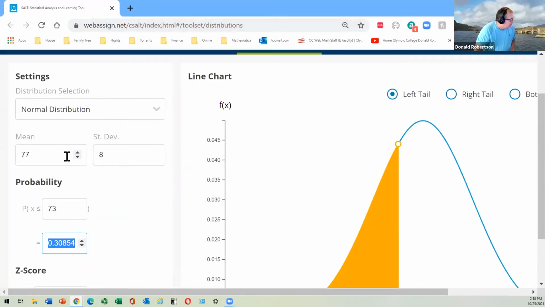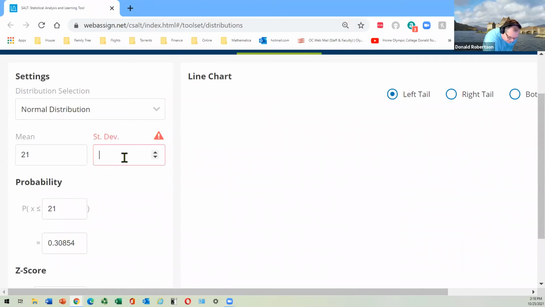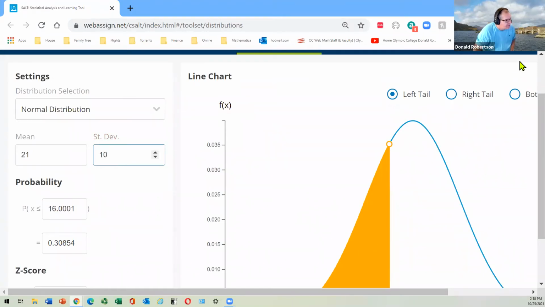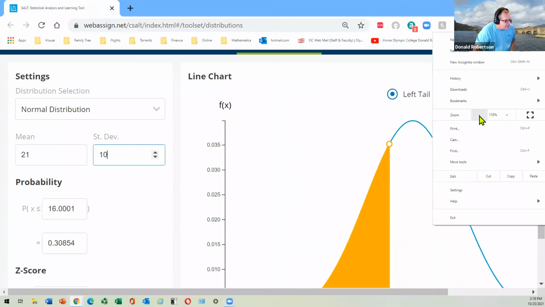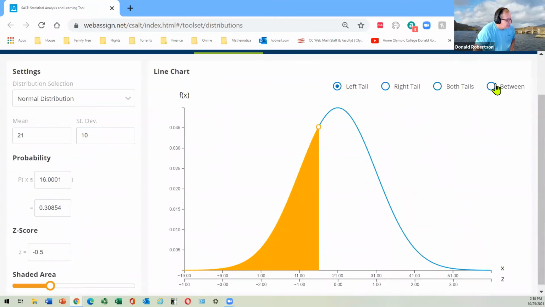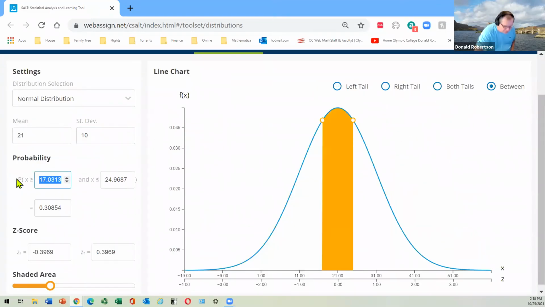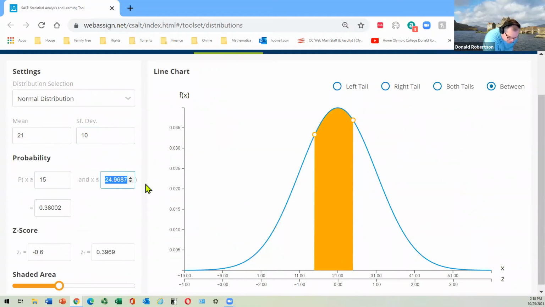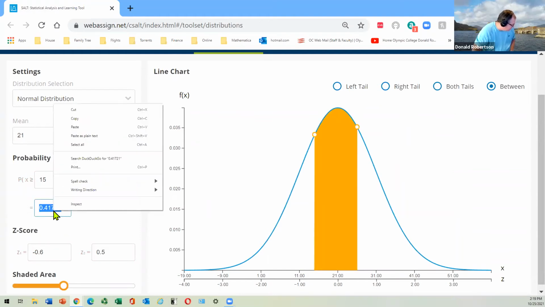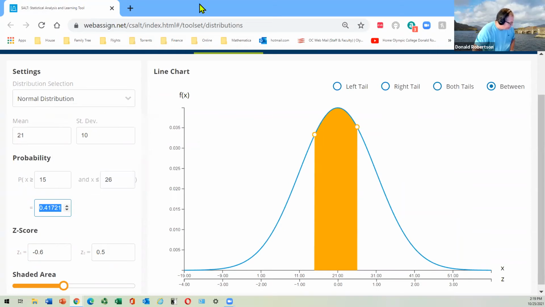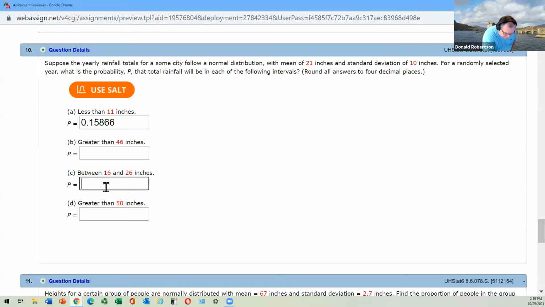If you want between, put in the mean again, different question, 21, 10. If you want between 15 and 26, you're going to get about 41%, which is that number. And to 4 decimal places, we'll lose a digit.